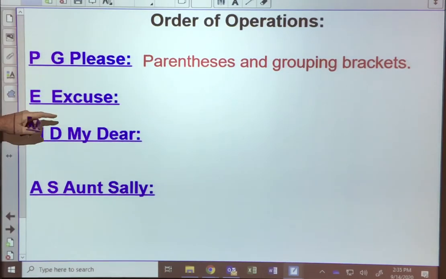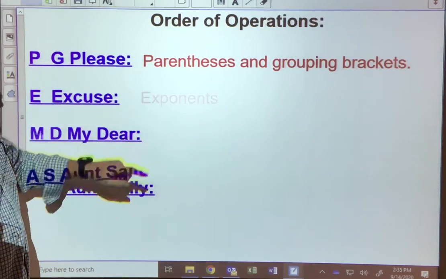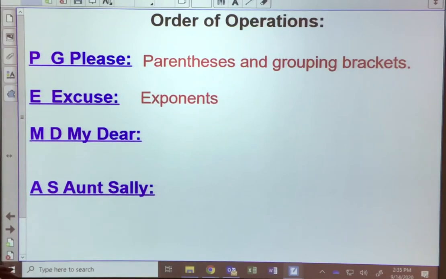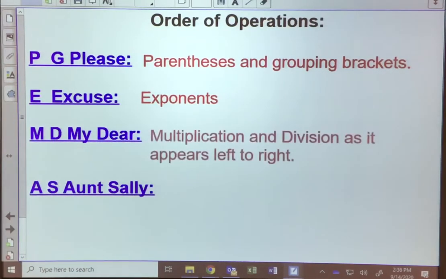The E stands for exponents. After you've opened up all the parentheses and they're no longer there, you go through and you work all the exponents. My dear, or MD, stands for multiplication and division as it appears left to right. Okay, it's not that you do all the multiplication first, it's not that you do all the division first. You start on the left-hand side and you work through it as it appears.